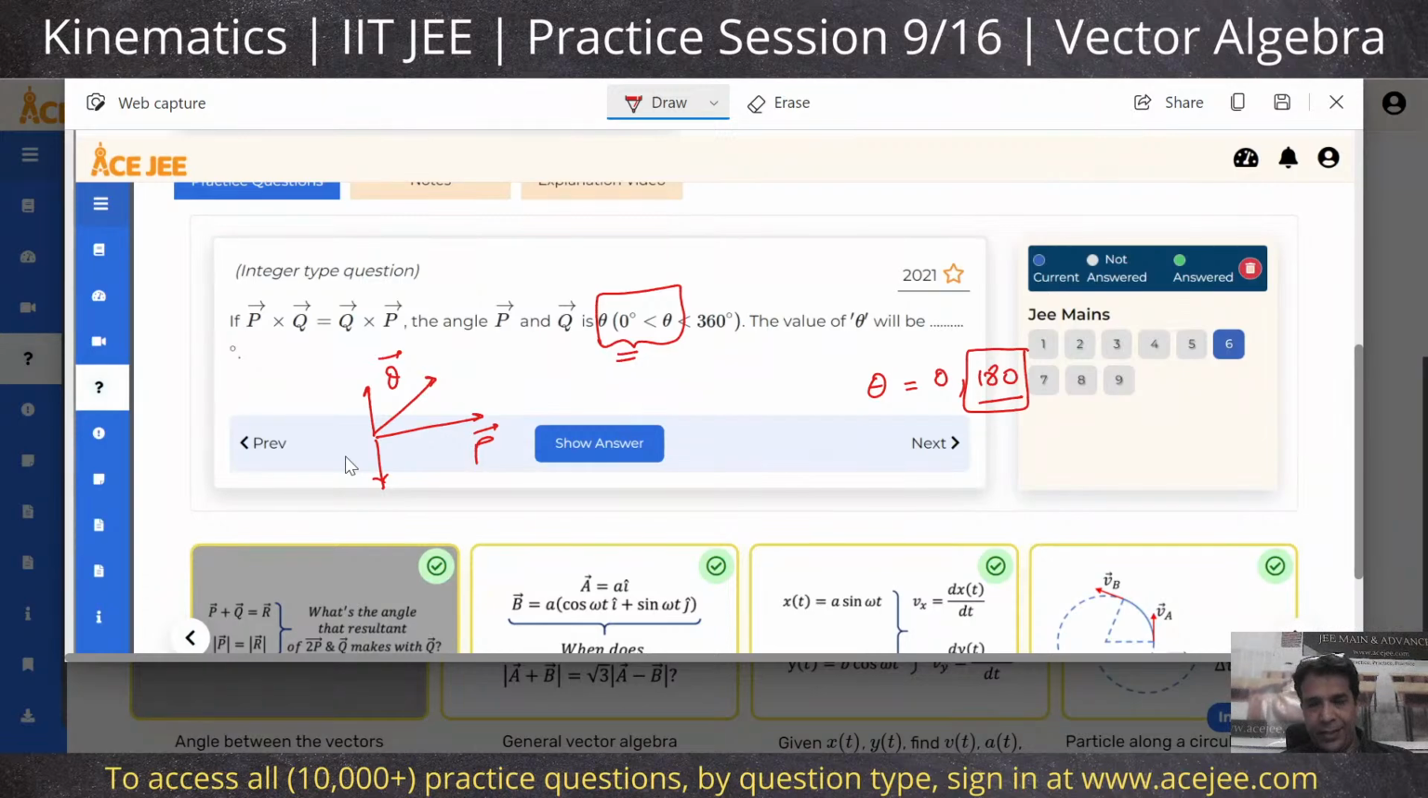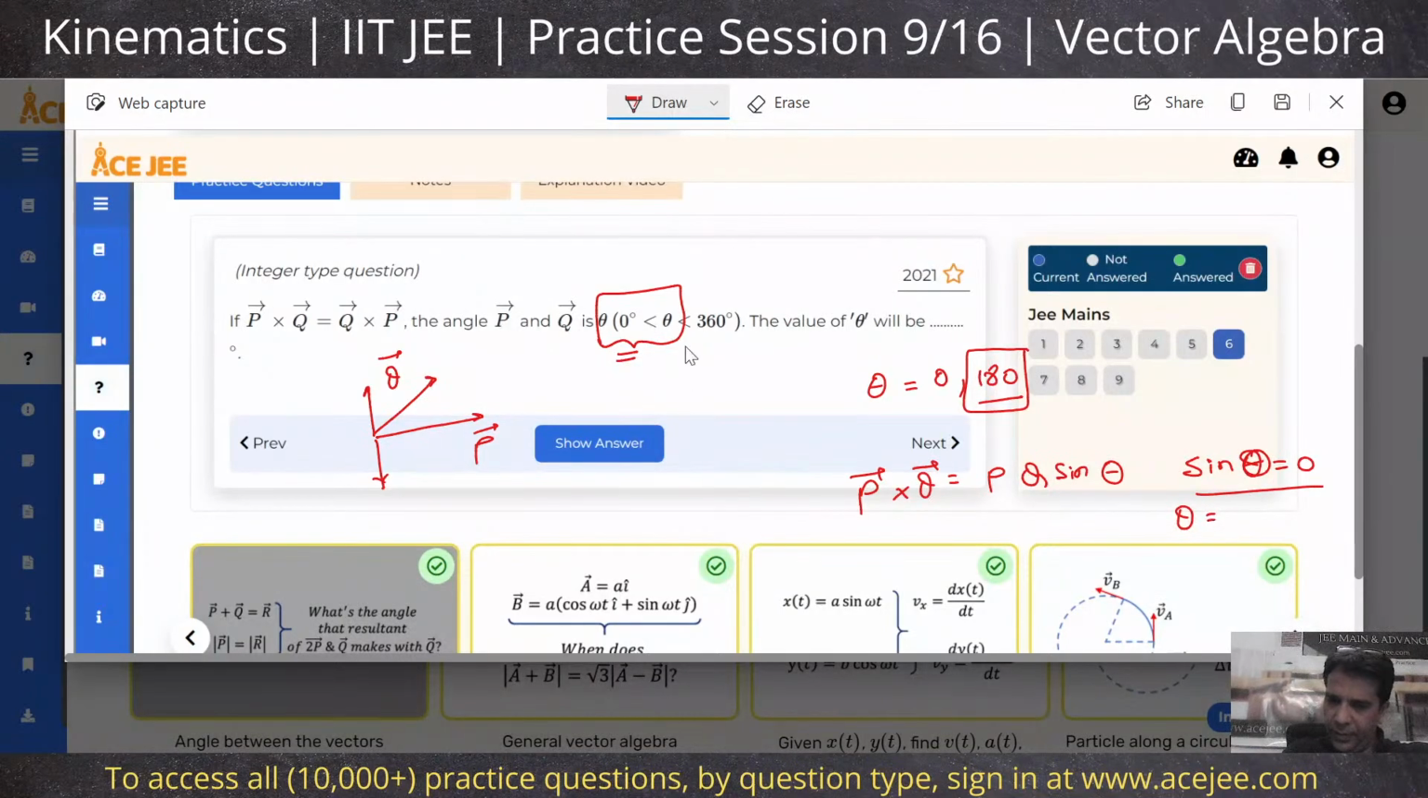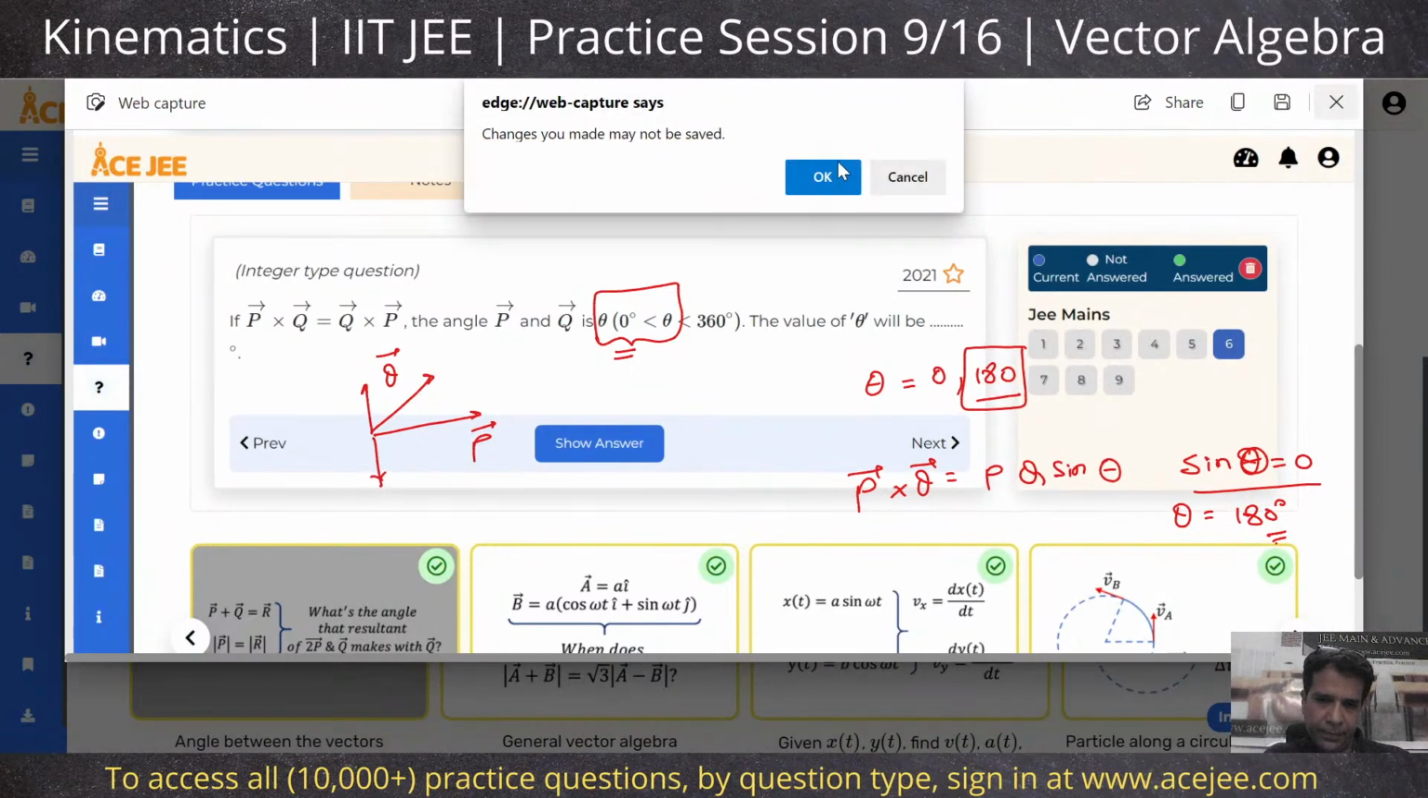Null vectors means that P cross Q must be 0, right? So P cross Q must be 0. So when is it 0? What is P cross Q? P cross Q is PQ sine of angle between them. This will be 0 when sine theta is equal to 0. And where is sine theta equal to 0? In this range, it will be 180 degrees. Okay, let's move on. Next one.